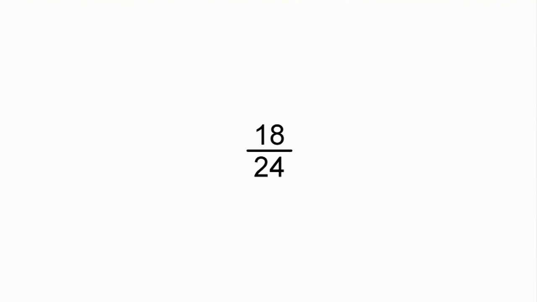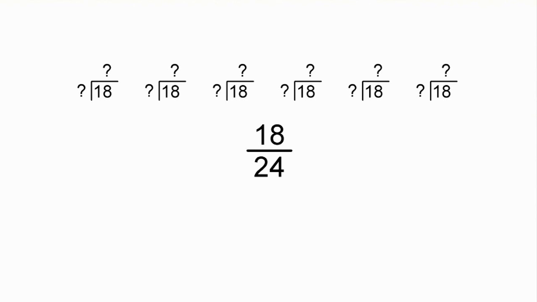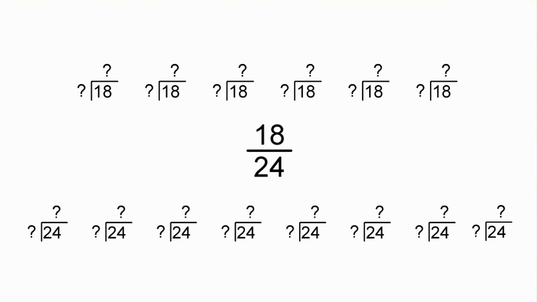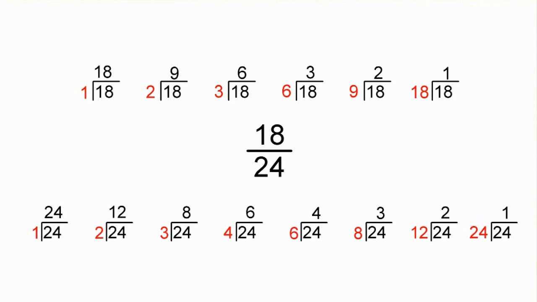In order to be able to reduce it to its lowest form, you'll have to know all the numbers that divide evenly into 18 and all the numbers that divide evenly into 24. All the numbers that divide evenly into 18 are 1, 2, 3, 6, 9, and 18. All the numbers that divide evenly into 24 are 1, 2, 3, 4, 6, 8, 12, and 24.